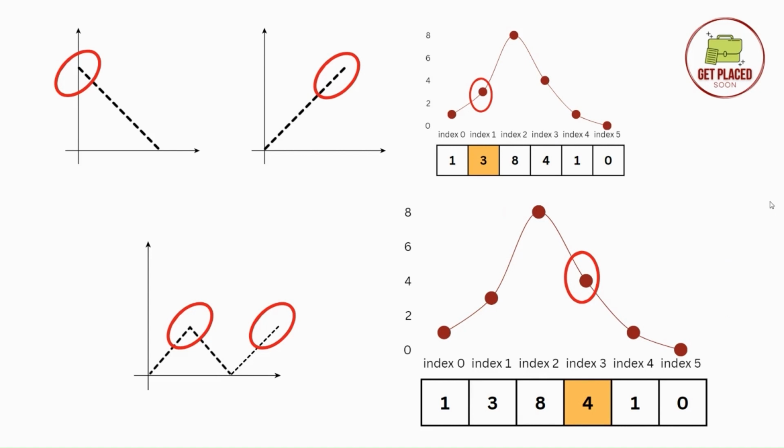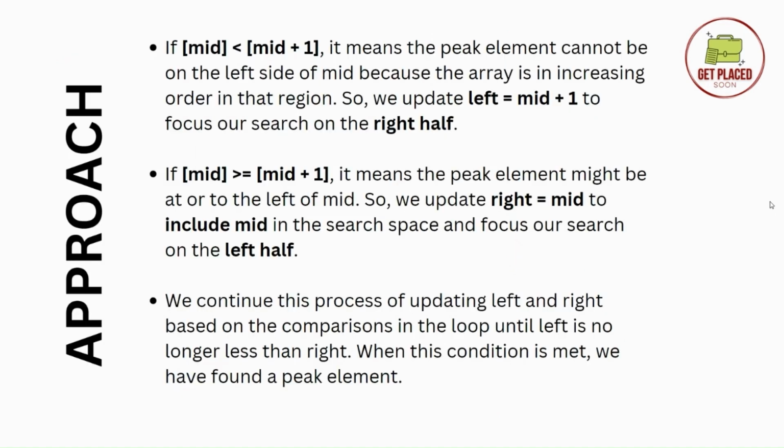So looking at both index 1 and index 3 here, you can see that at index 1, the peak is to the right side. And at index 3, the peak is to the left side. Which means at index 1, it is going in ascending order to the right side. At index 3, it is going in ascending order to the left side, which means it is in decreasing order from left to right. Now, based on these graphs, we can write an approach to solve this problem.